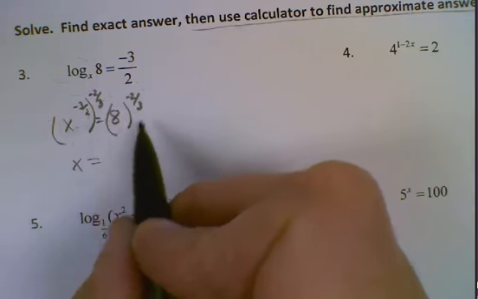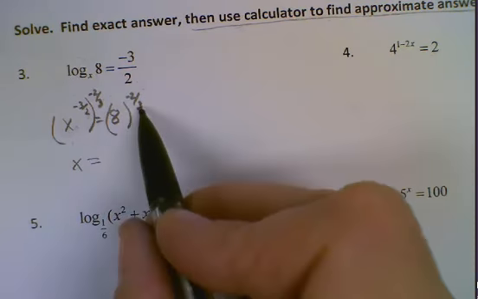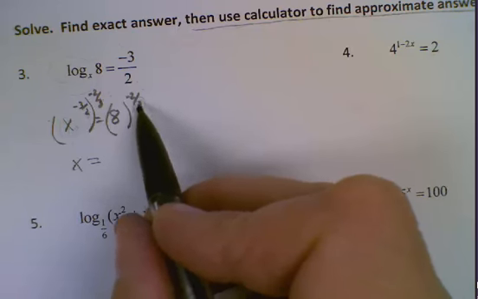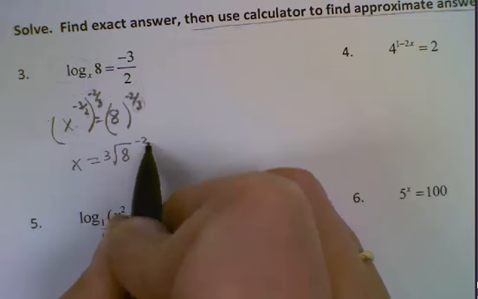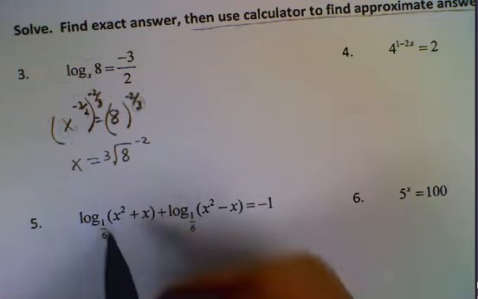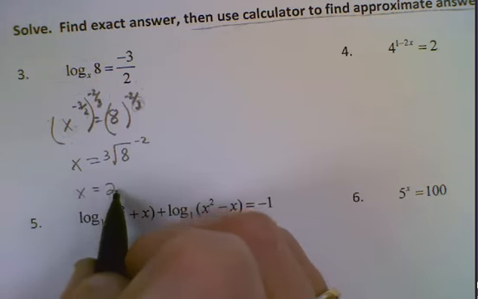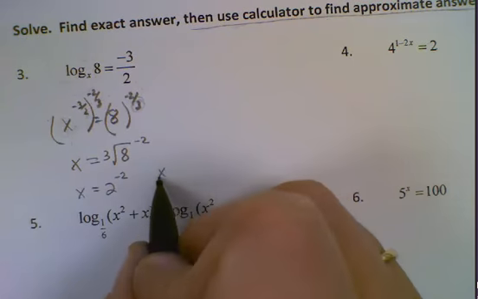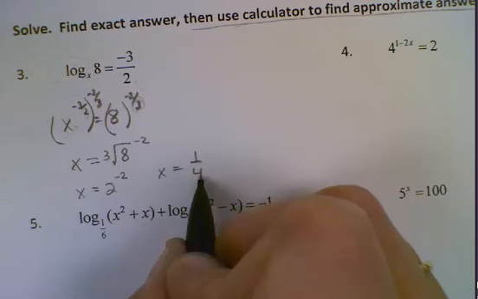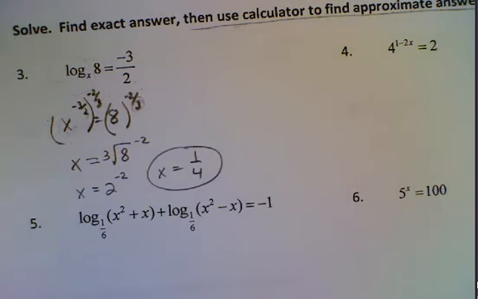Over here I'm going to have to decide what that equals. The 3, the third, means I'm going to take the cube root of 8, and then I'm going to take that answer and raise it to the negative second. The cube root of 8 is 2, so I really want to take 2 to the negative second power, which is 1 over 2 squared, which is 1/4.